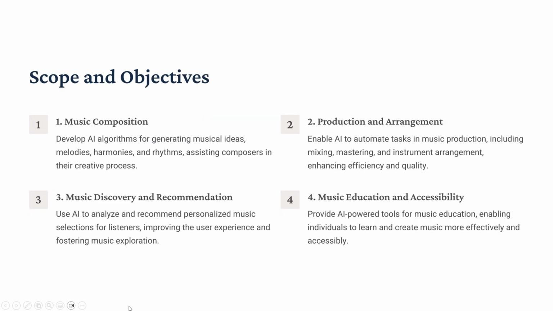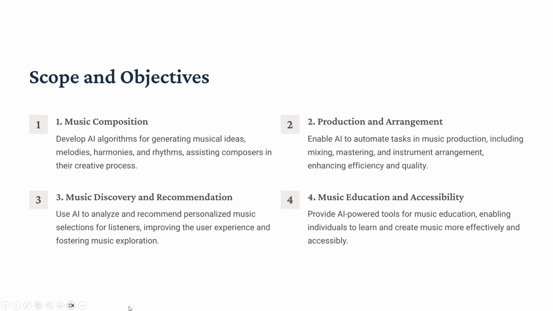So for the scope and objectives, we have 4 points that we're going to cover. First off, for the music composition, we're going to be developing AI algorithms so we can generate musical ideas, melodies, harmonies, rhythms, and assist the composers in their creative process.